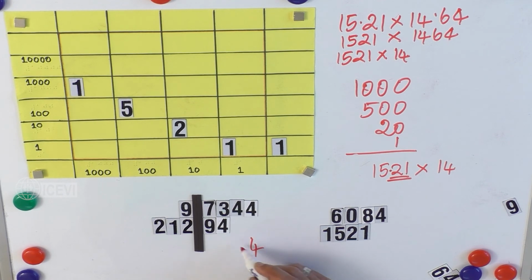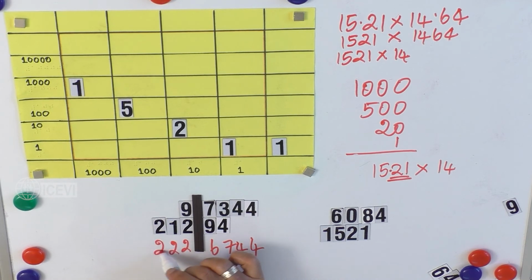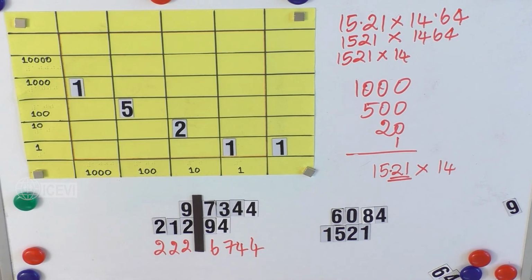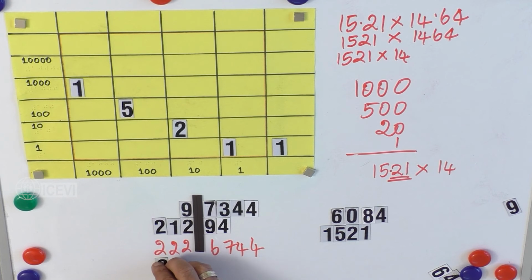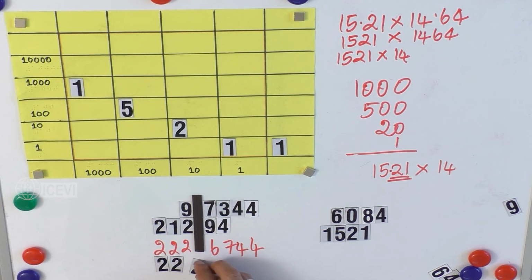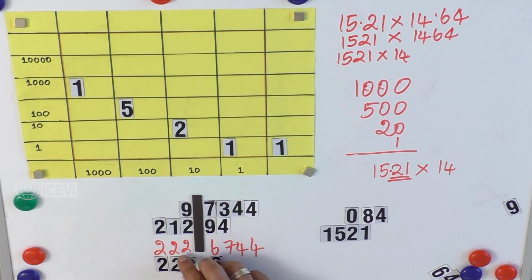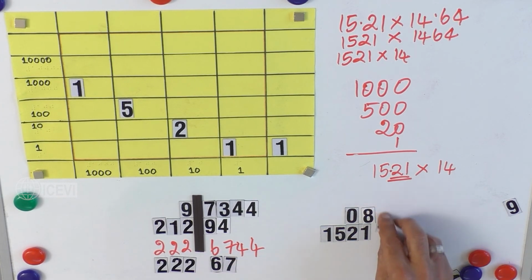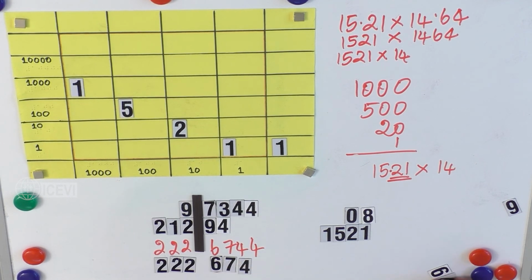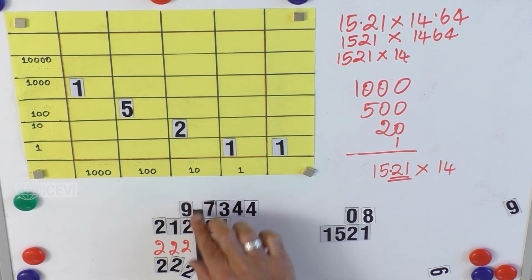It is 222.6744. So the same value you get. Let the child explore. It is 222.6744. So this is the number we have got.